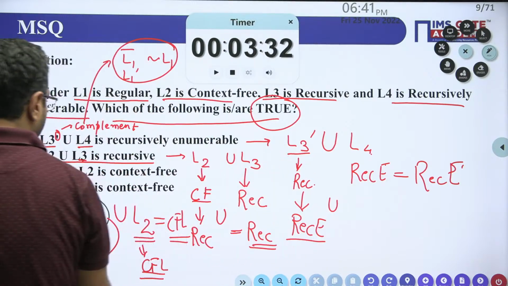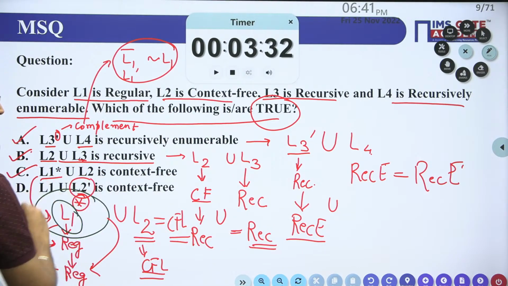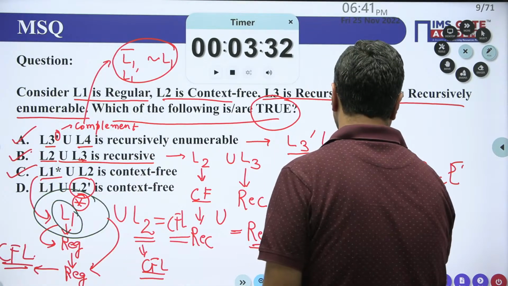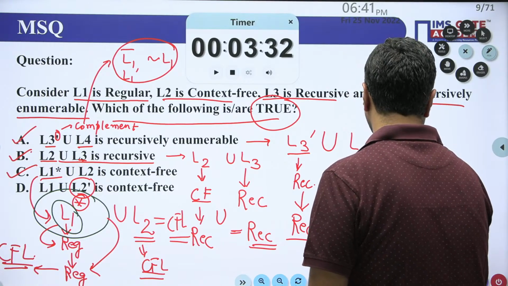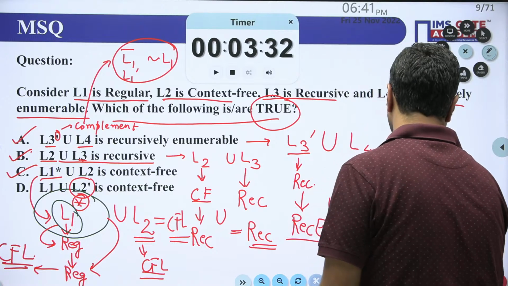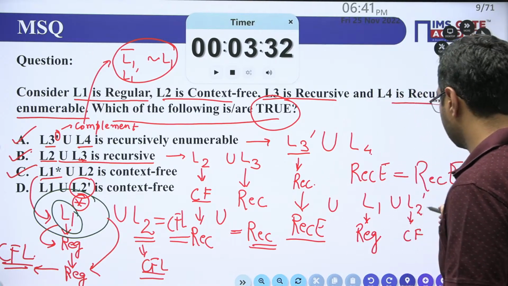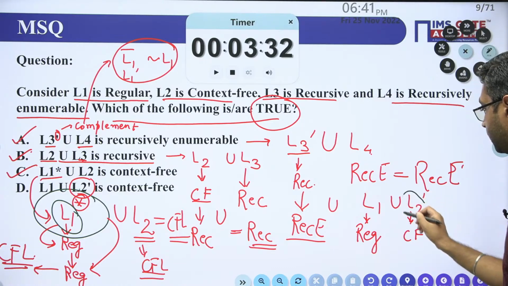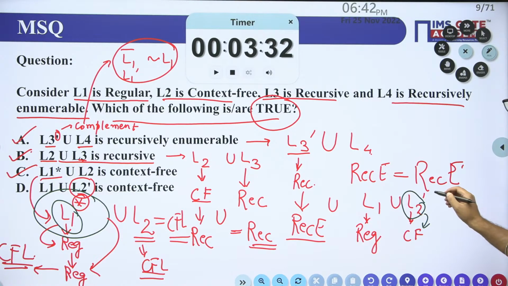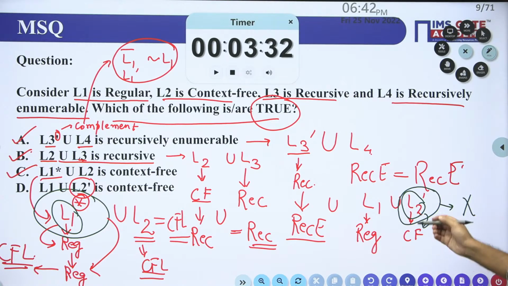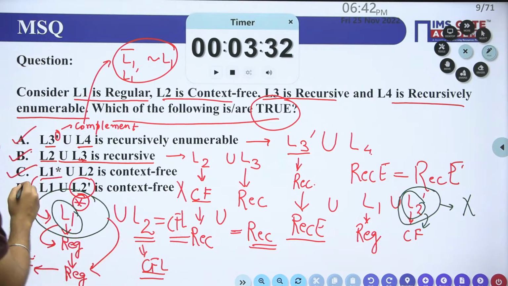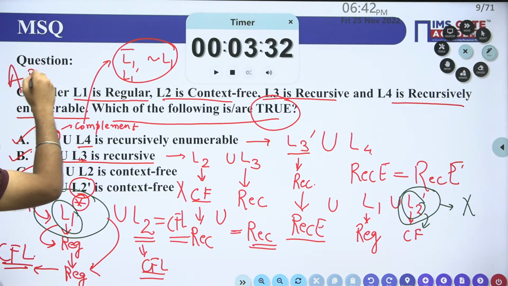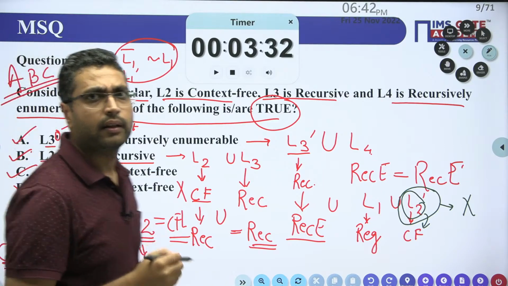The next thing is L1 union L2 bar. So what is L1 union L2 bar? L1 is a regular language, union L2 bar. L2 is a context free language, and L2 bar, the complement of it, is not closed, it is not a context free language. Therefore once we union it, we cannot get a context free language. Therefore this option is incorrect. So the answer is A, B and C, right? I hope everyone got it.